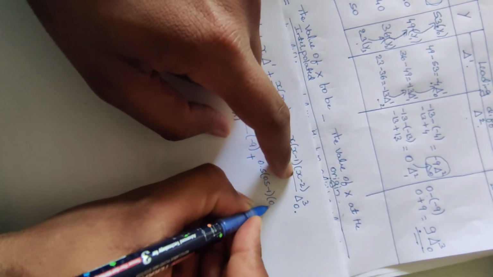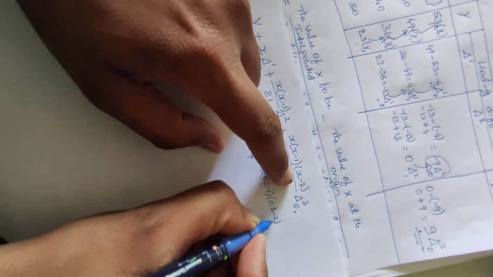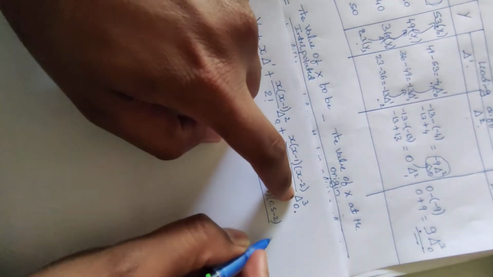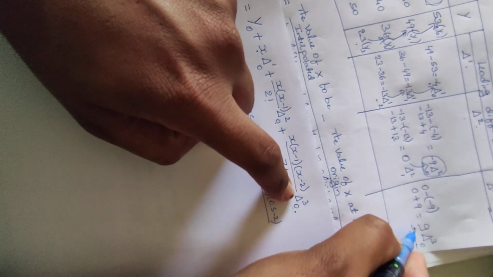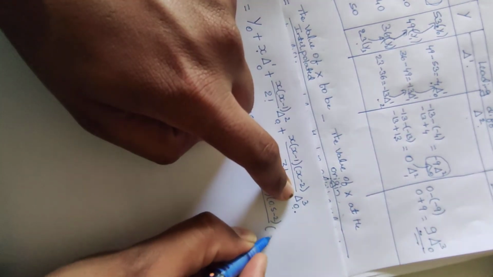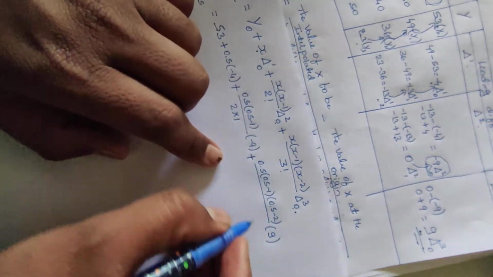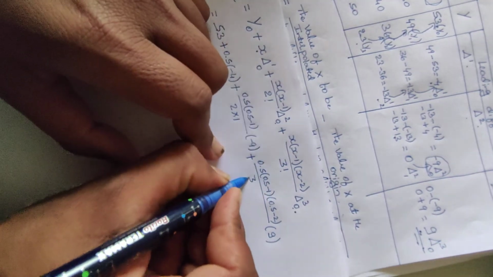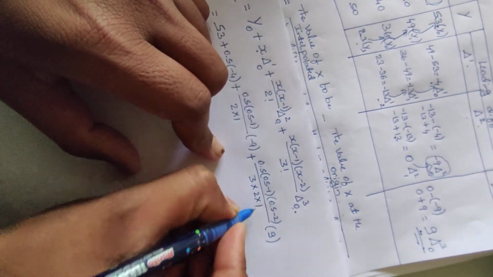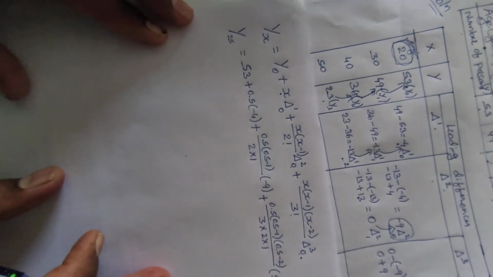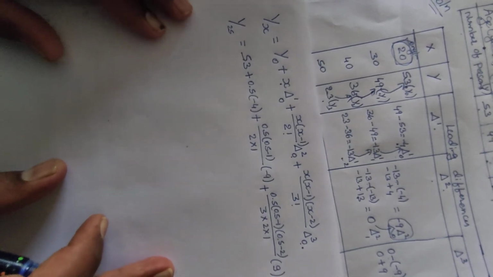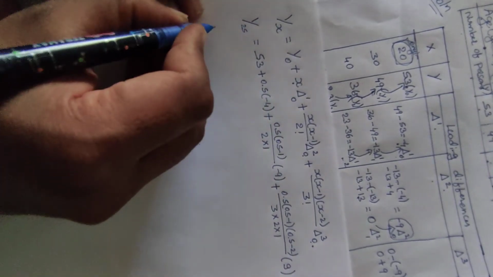x, that is 0.5, minus 2, divided by delta cubed of y0. The value of delta cubed of y0 is 9, so we should write 9 here. Next, 3 factorial, which is 3 into 2 into 1. Okay students, next we have to do the simplification of this.